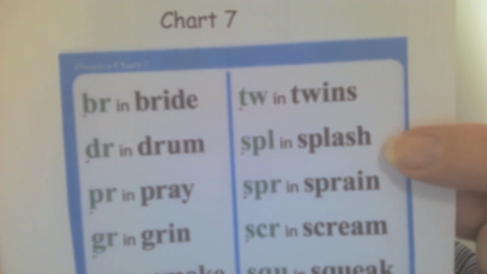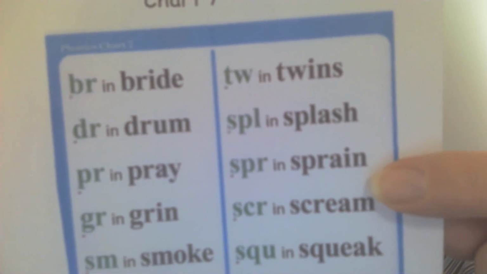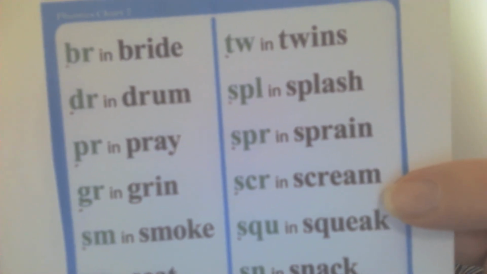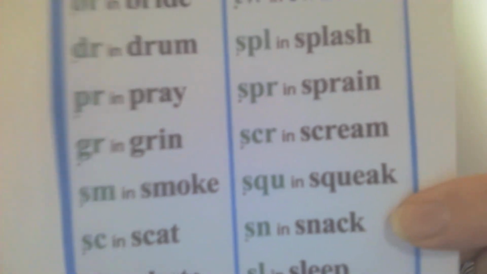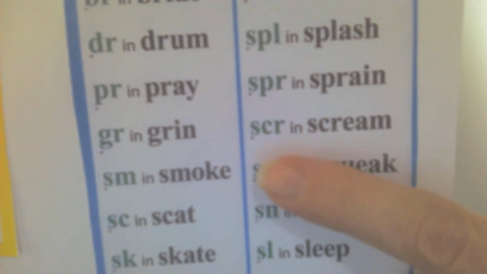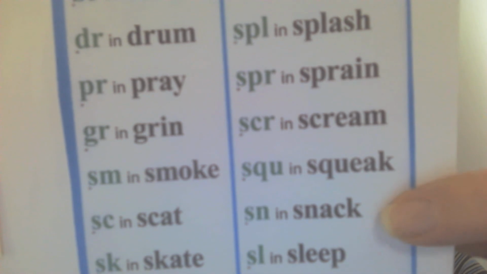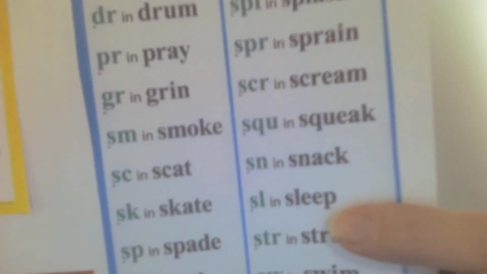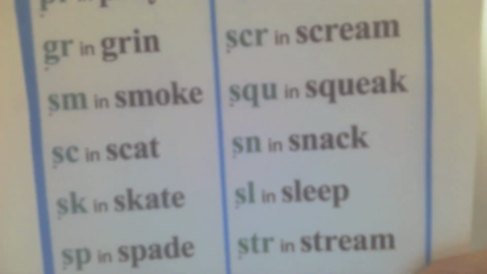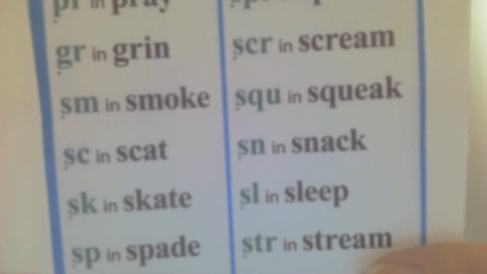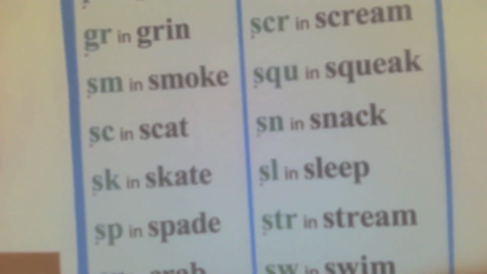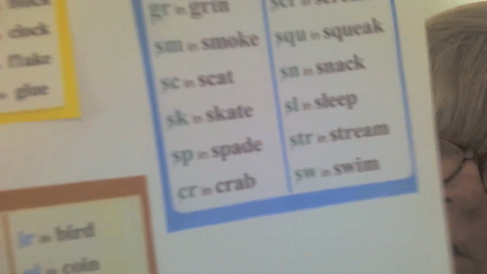S-P-L, spul, and splash. Now it's your turn. My turn. S-C-R, skr, and scream. Be careful. S-Q-U, you do that one. My turn. S-N, sn, and snack. Your turn. S-T-R, stir, and stream. Last one's for you. Good. Okay. Now let's do the orange chart.